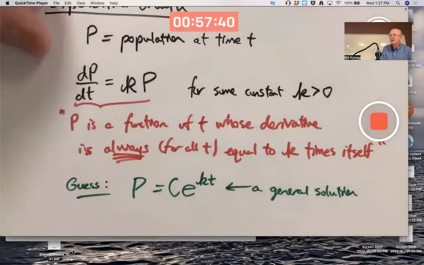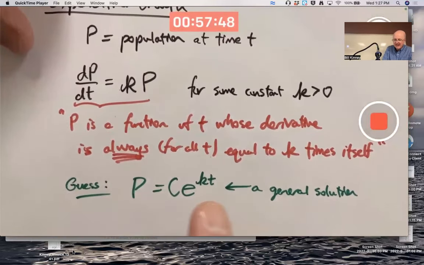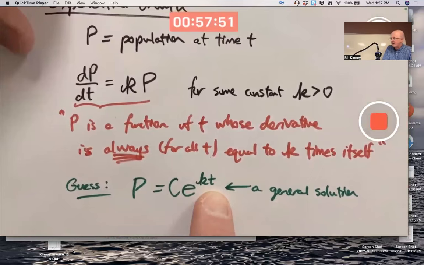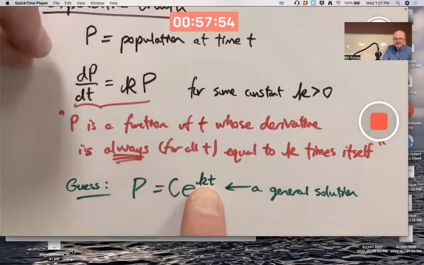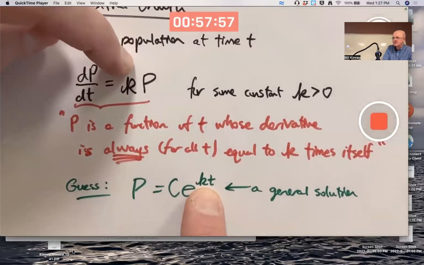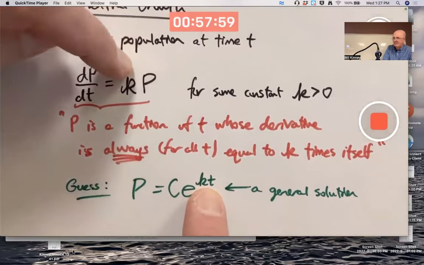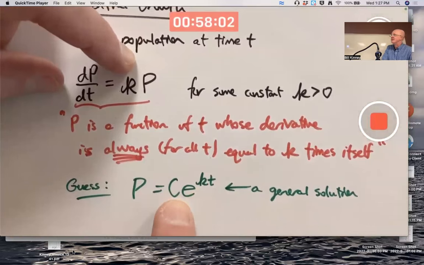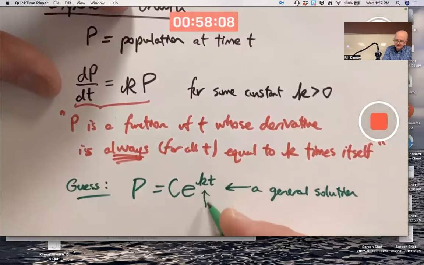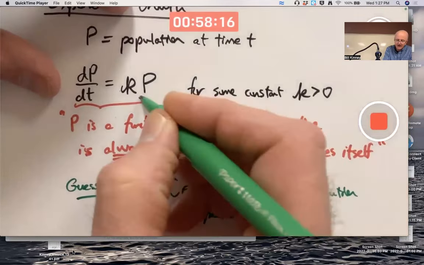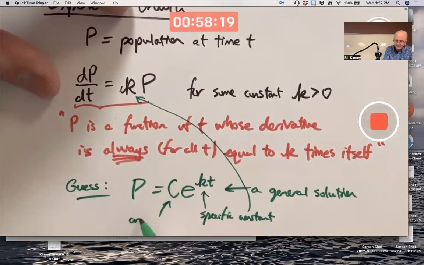e is the special number, 2.71828, blah, blah, blah. It's irrational, but we know from calculus it's special. t is the independent variable. k is a specific constant. It's the constant in the differential equation. It must match the k up there. c is an arbitrary constant. It can be anything.